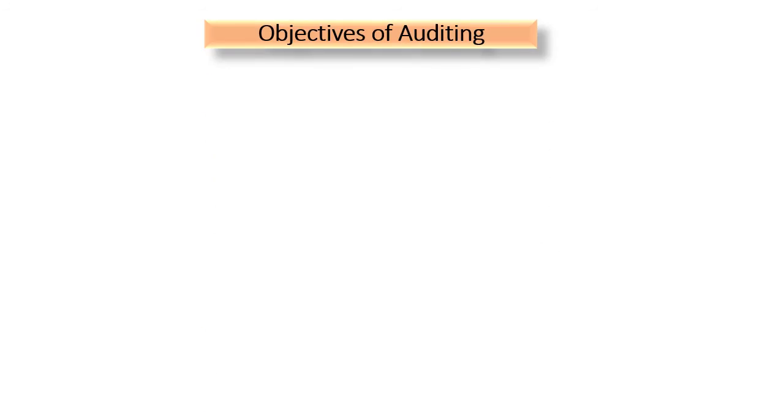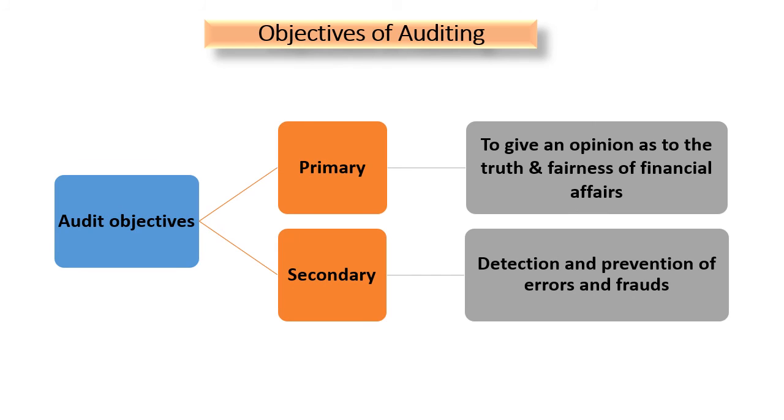Let us understand the objectives of auditing. The main objectives of auditing are bifurcated as primary and secondary objectives. Which is the primary objective? The primary objective of auditing is to give an opinion as to the truth and fairness of financial affairs. As we have already discussed, the most important objective of auditing is to give an opinion on truth and fairness. What is the secondary objective? The secondary, which is also an important one, is detection and prevention of errors and frauds. If any kind of errors and frauds are occurring in the organization, and the auditor finds such errors and frauds, it is his duty or objective to detect them and to take necessary measures to prevent such errors and frauds.